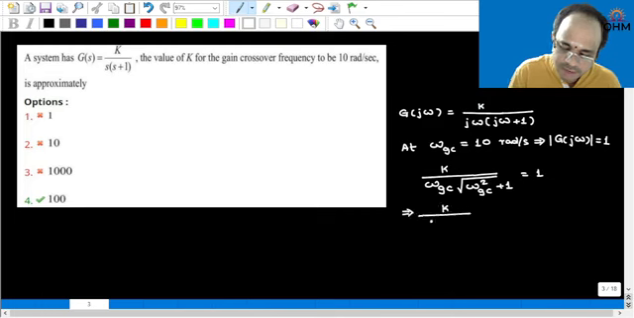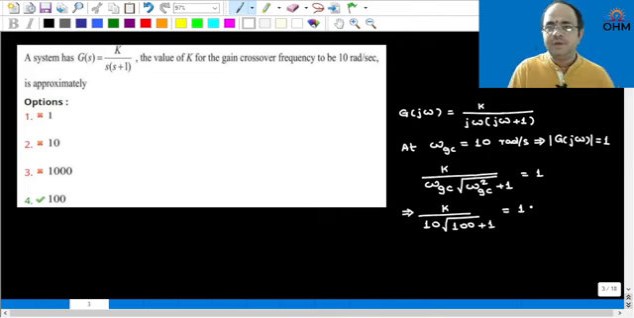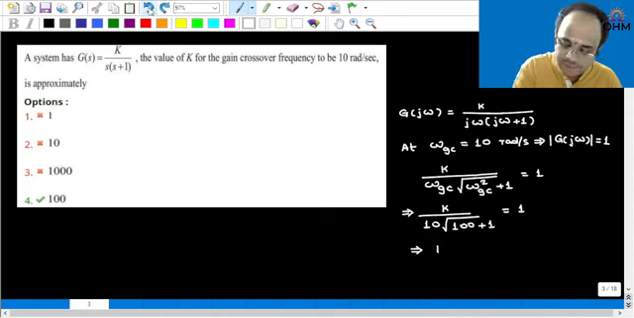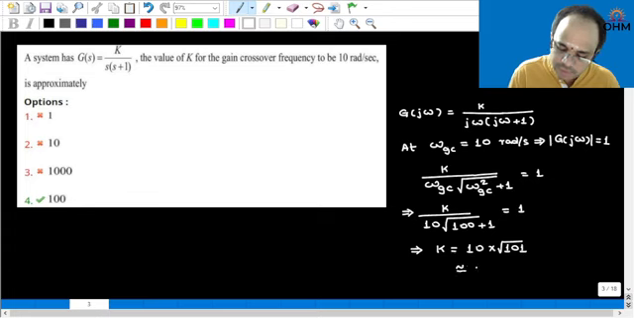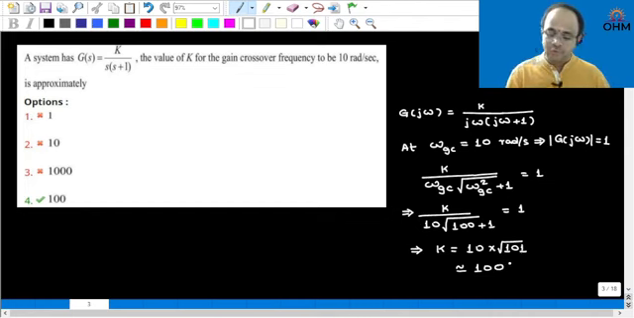Therefore, this will give you K divided by 10 into root of 10 square, that means 100 plus 1. So K is equal to 10 into root 101. This is approximately 10 into 10, which will give you 100. If you use a calculator, you will get 100.5, so it is approximately 100. Option 4 is matching with the correct answer. So, for this question, the correct answer should be option 4.